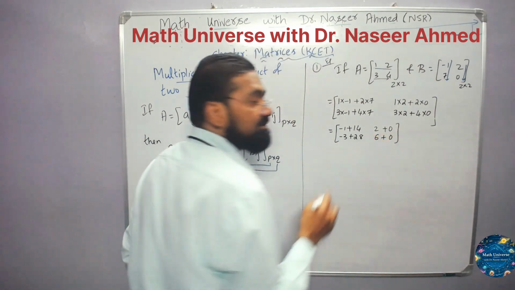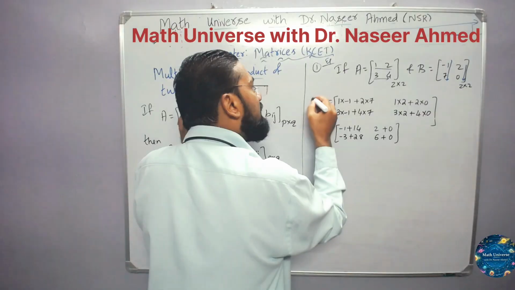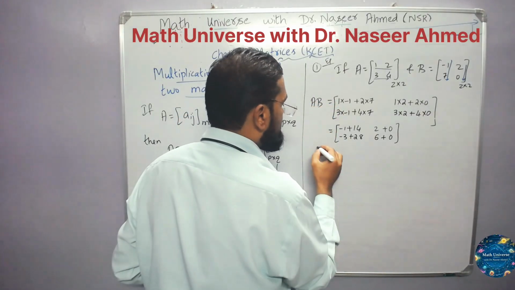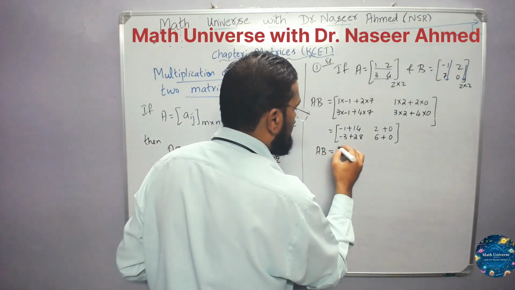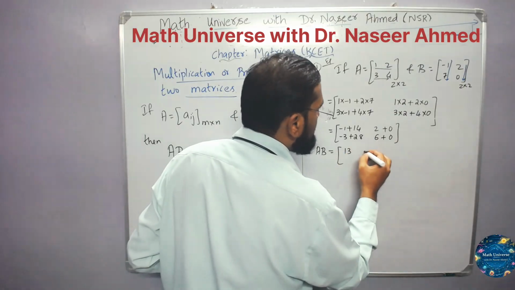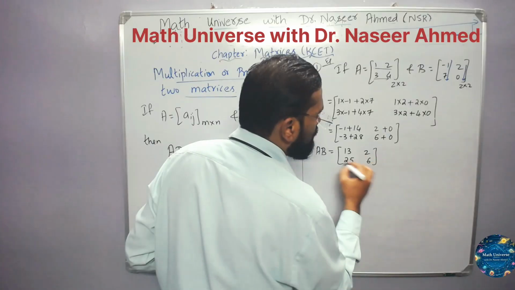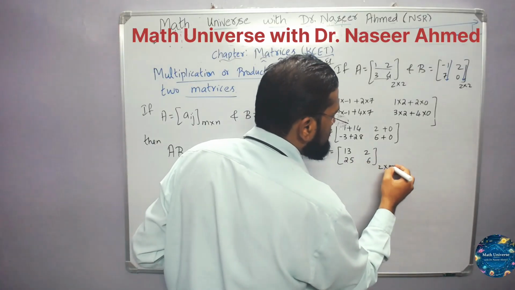You have to give a space. Be careful. Here we went for A into B, correct? So what's the final answer? Therefore A into B will be -1 plus 14, which is 13. This will be 2. This will be 25. And this is 6. What's the order again? 2 rows and 2 columns.